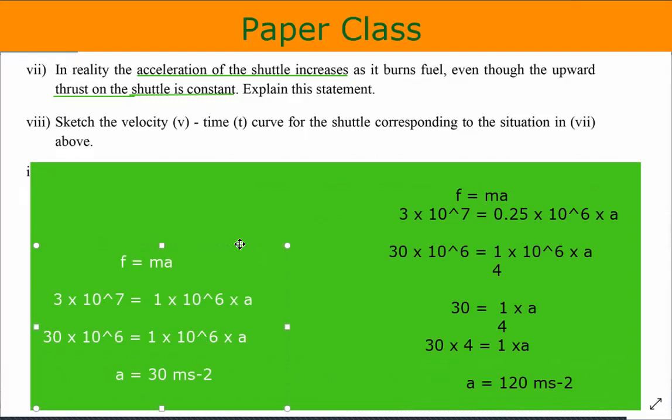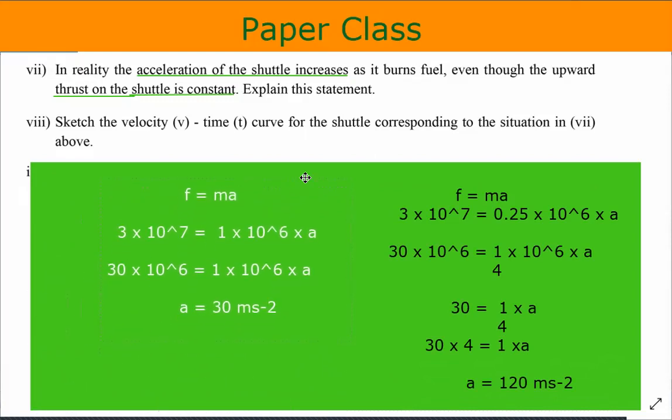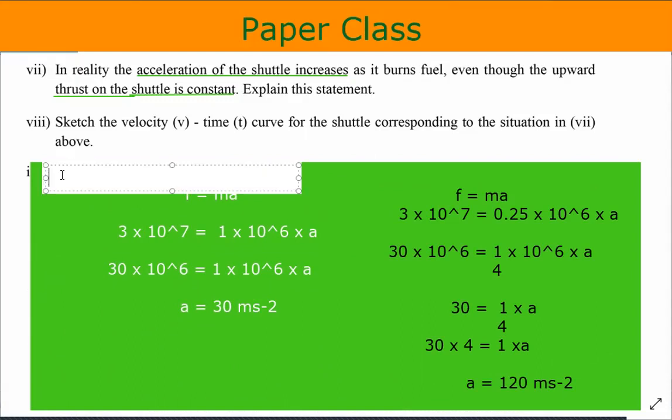So I would like you to write this calculation as a note. It will help you to understand this question in future. If you read this question in future, this note will help you to understand. So please quickly write it. The only thing is the mass here, it was 1 into 10 to the power 6. After some more time, the mass is reduced to 0.25 into 10 to the power 6. So as the mass is reduced and the force remains unchanged, the acceleration increases.